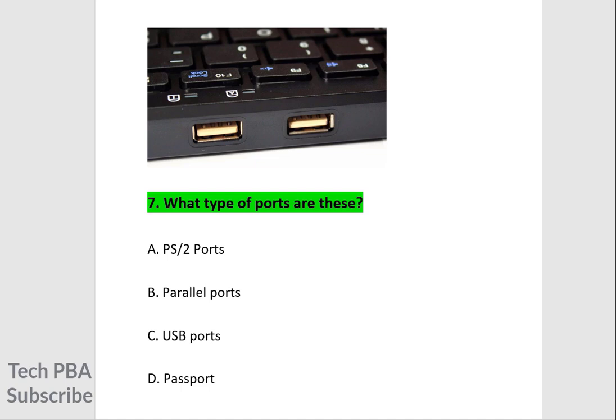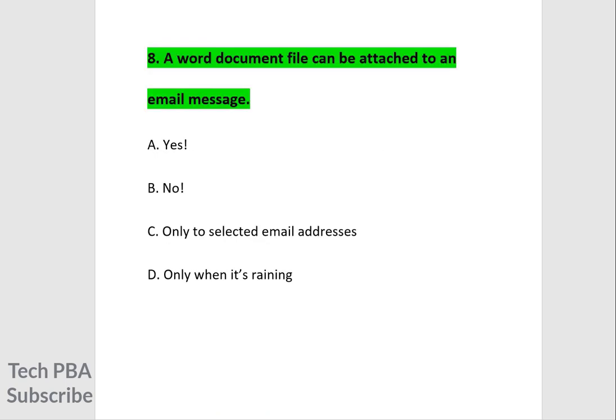Let's move on to question number seven. What type of ports are these? These ports are called USB ports, and these are actually USB 2.0 ports. We have USB 3.0 ports as well. So the answer to this question is option C, which is USB ports. Question number eight. A Word document file can be attached to an email message. The correct answer is yes. It can be attached to an email message.